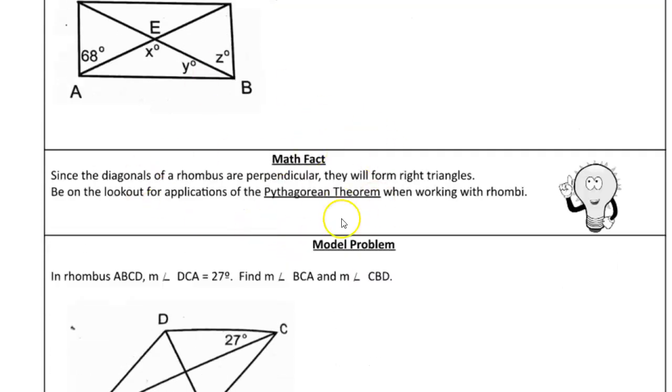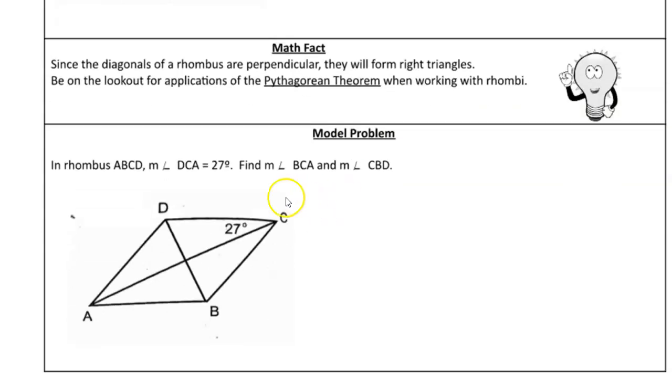One piece of information that I'm going to give you is that when the diagonals of a rhombus are put together, they're perpendicular, so they form right triangles. So sometimes in questions, they'll ask you to use the Pythagorean theorem to find a missing part of a triangle formed by the diagonals of a rhombus. That seems like a lot, so let's actually take a look at what it's talking about.